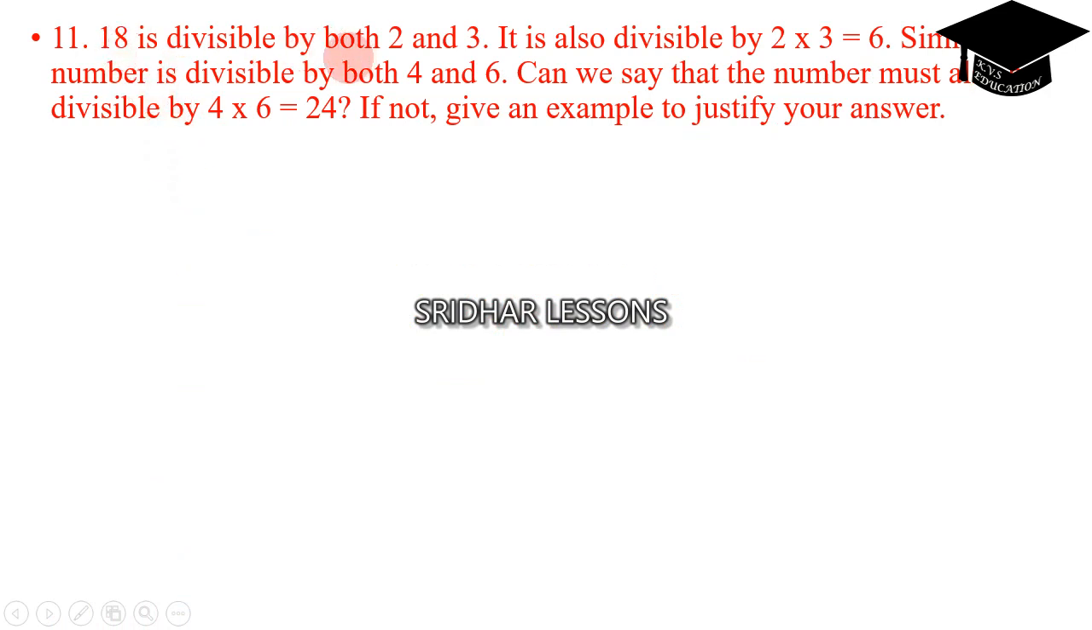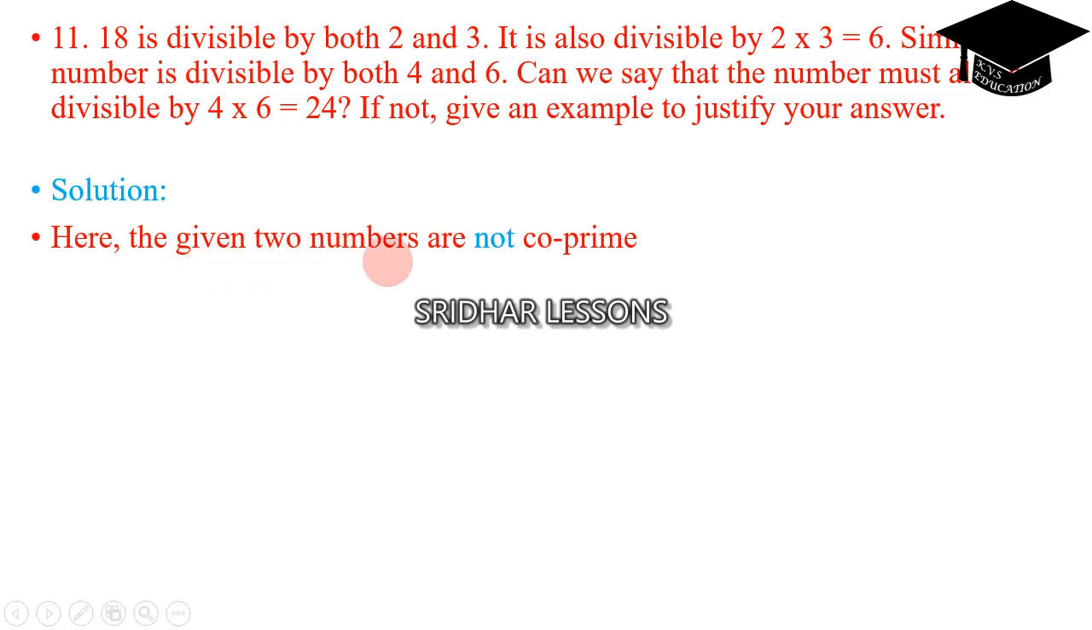18 is divisible by both 2 and 3. Of course, it is also divisible by 2 into 3, that is 6. Similarly, a number is divisible by both 4 and 6. Can we say that the number must also be divisible by 4 into 6, 24? If not, give an example to justify your answer. We will see the solution.